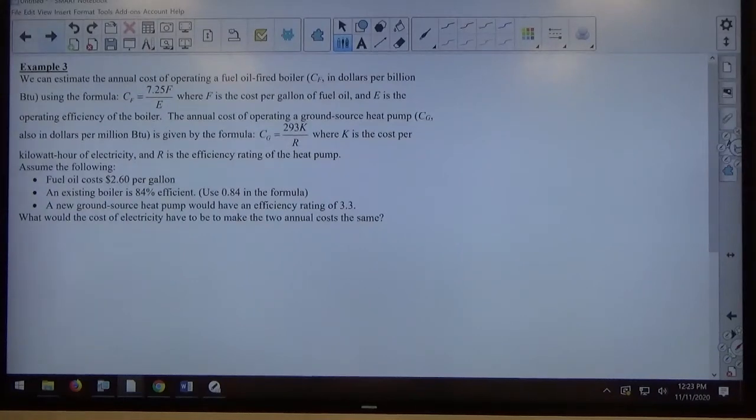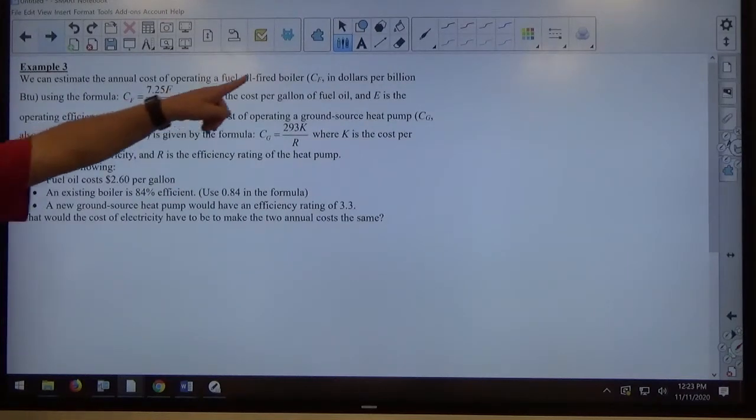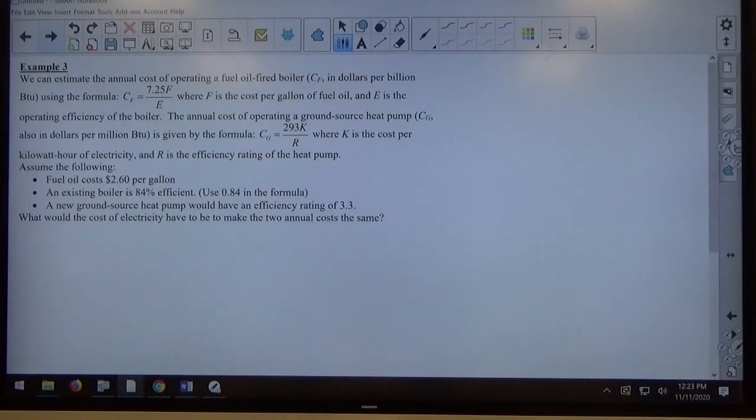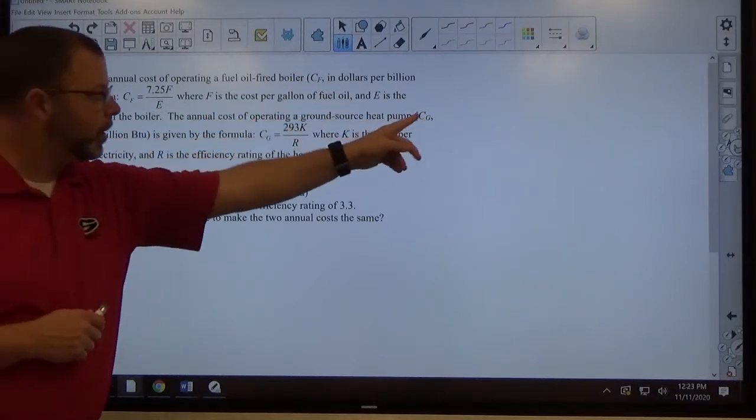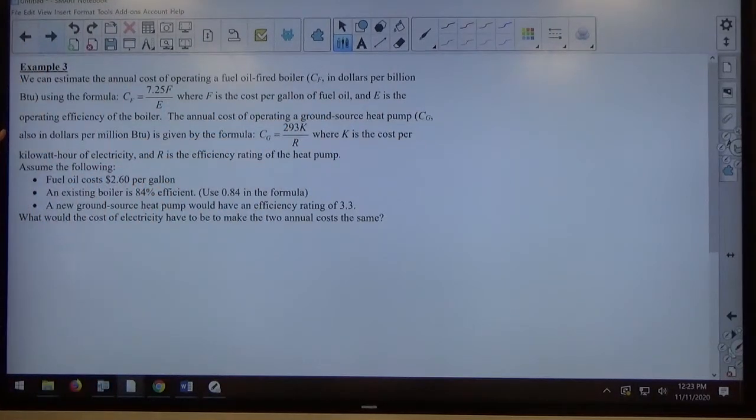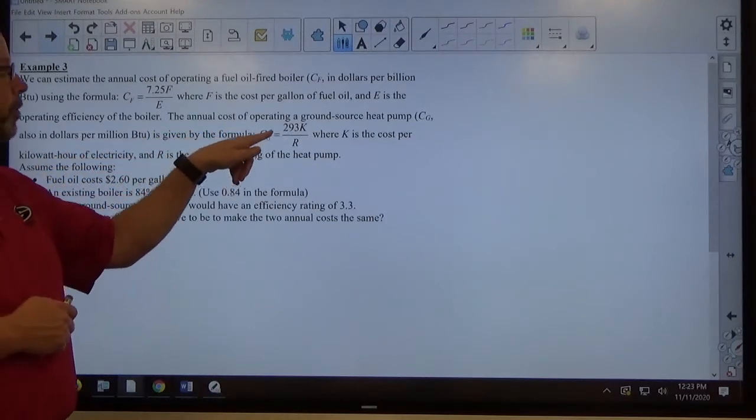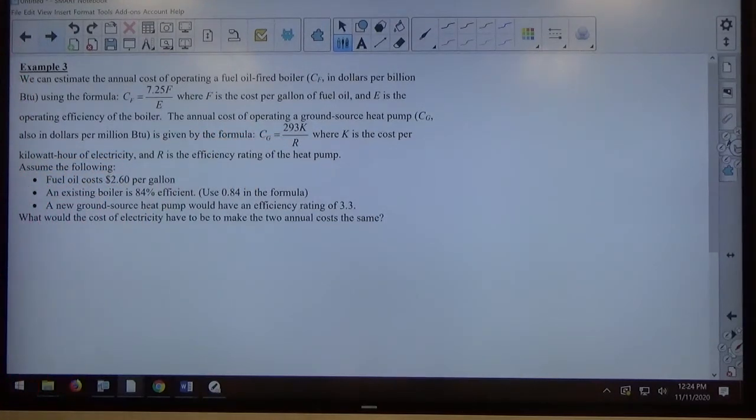Example 3. We can estimate the annual cost of opening and operating a fuel oil-fired boiler, C sub F for fuel, in dollars per billion BTU, using the formula C of F equals 7.25 F over E, where F is the cost per gallon of fuel oil and E is the operating efficiency of the boiler. The annual cost of operating a ground source heat pump, C sub G, also in dollars per million BTU, is given by the formula C sub G equals 293 K over R, where K is the cost per kilowatt hour of electricity, R is the efficiency rating of the heat pump.